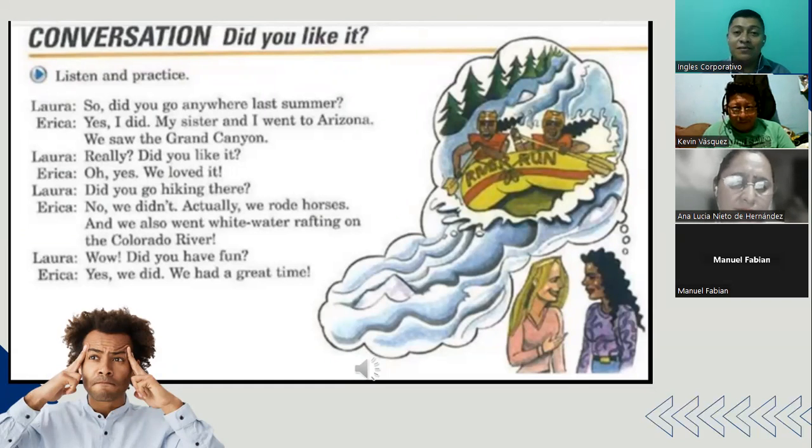Any other question? Dice, y eso se ocupa también para la W question. Yes. Vamos a utilizar el auxiliar did también para las W question, para las preguntas de información. Primero va la W question word, then did, luego va el sujeto, luego va el verbo, y luego va el complemento, y finalmente el question mark.